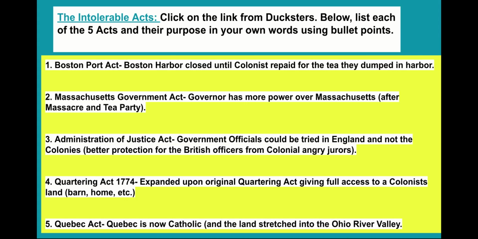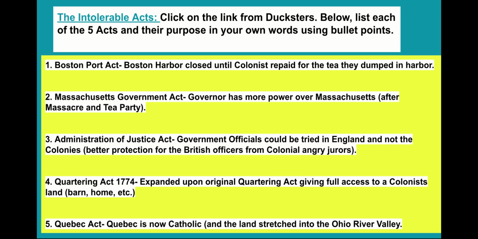As a result of the massacre, what happens? George III now creates what's known as the Intolerable Acts. And the Intolerable Acts are in response to the fact that they have dumped tea in Boston Harbor. They have revolted against King George III's soldiers. And so he puts in these 5 specific acts.